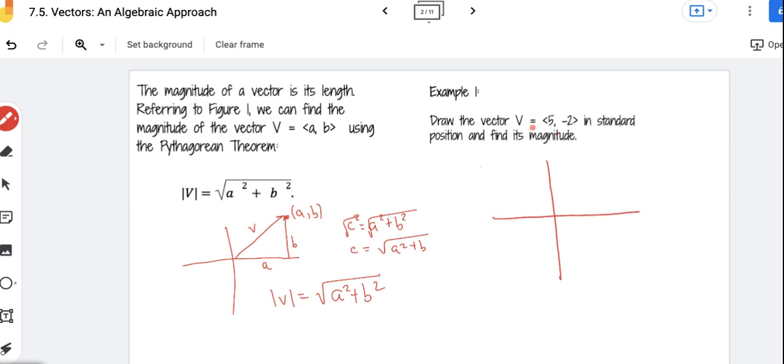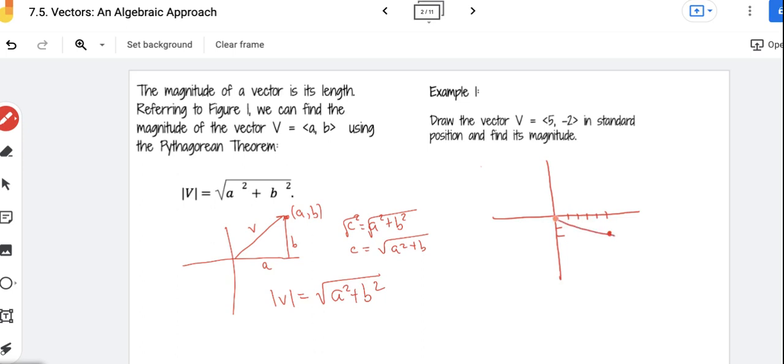In component form is 5, negative 2. So right 5, 1, 2, 3, 4, 5, down 2. There's the coordinate, the point where the vector terminates. So draw the vector in standard position and find its magnitude.